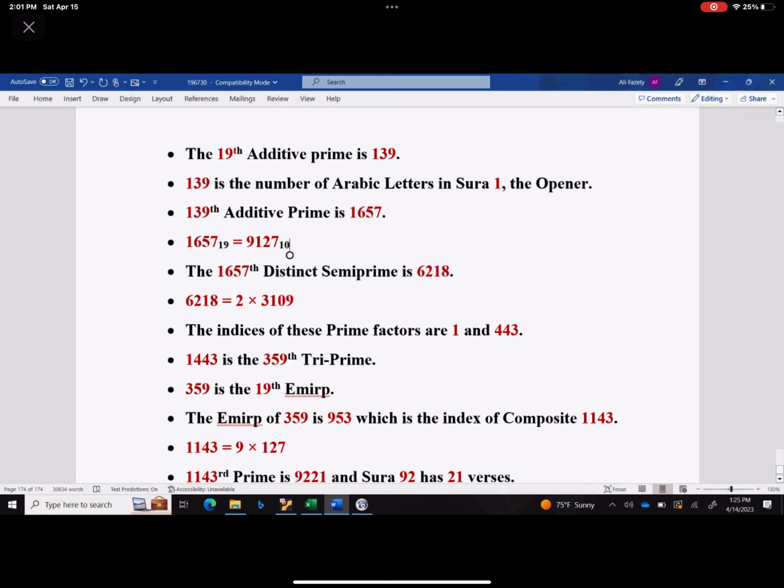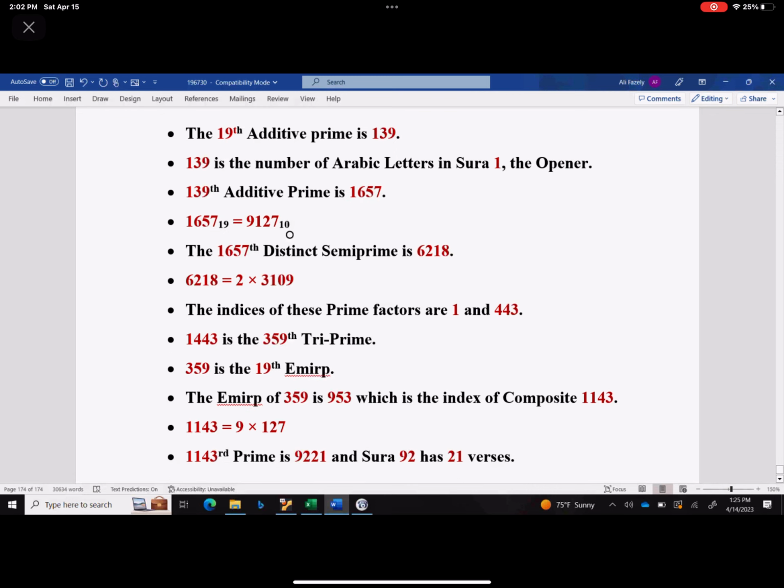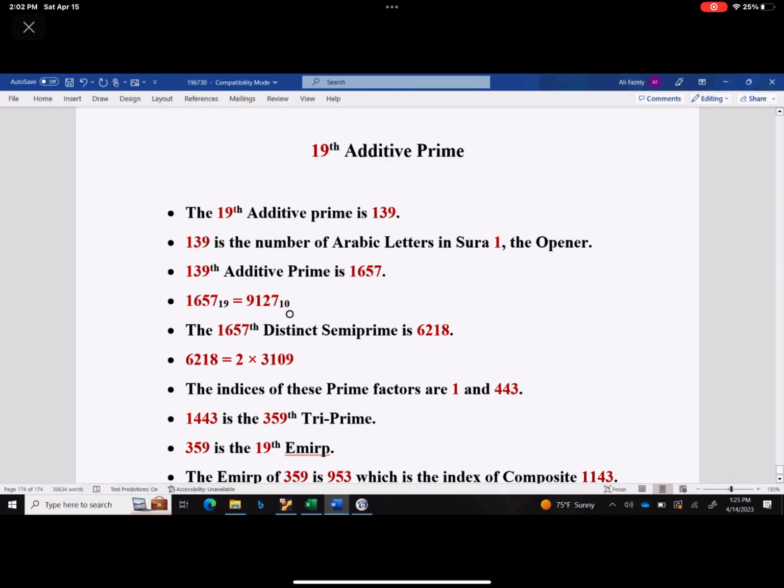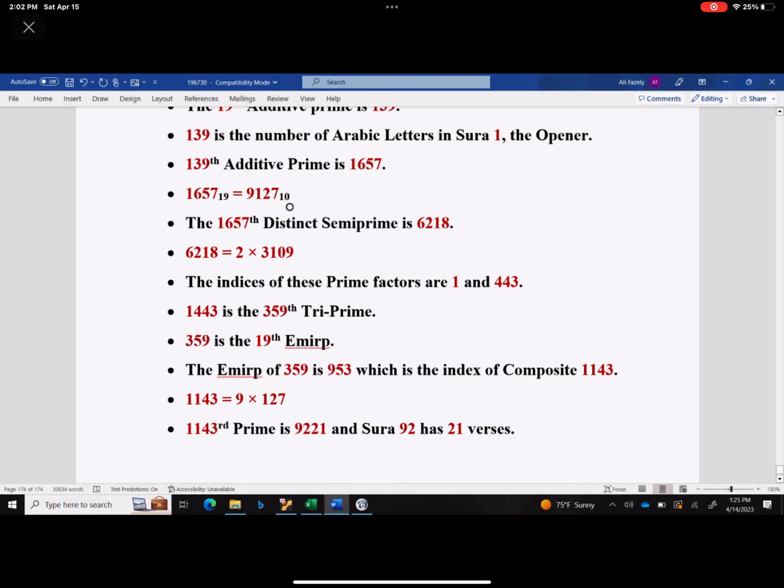The emirp of 359 is actually 953, which is the index of 1143. And 1143 happens to be again 9 times 127. You see, God is not letting us go. It goes back again circularly into 9127. Are we finished? No, because I can talk about this the whole day. The 1143rd prime happens to be 9221, and Surah 92 has 21 verses.